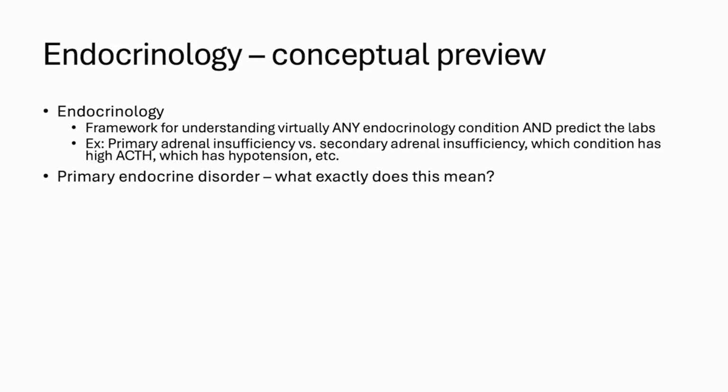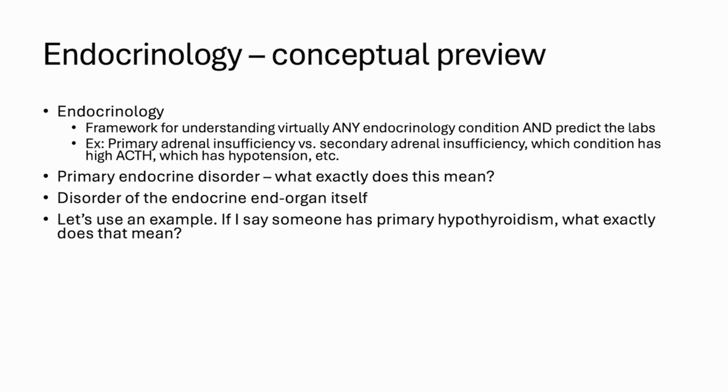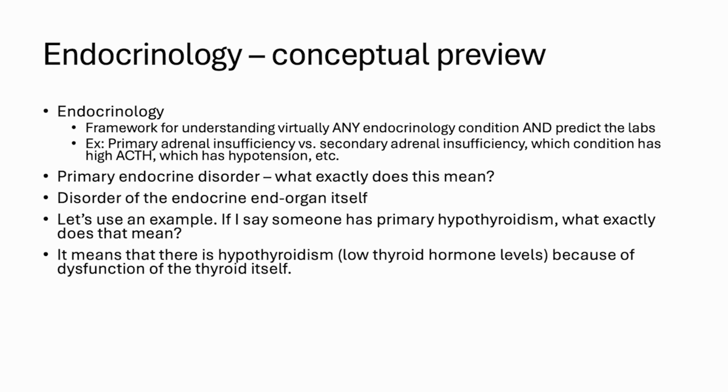So basically, the framework is you want to understand the difference between primary, secondary, and tertiary endocrine disorders. So a primary endocrine disorder, what does it mean? It's basically a disorder of the end organ itself. So for example, if I've got primary hypothyroidism, what that means is that the thyroid gland itself is not producing enough thyroid hormone because there's a problem with the thyroid gland, right? That means there's low thyroid hormone levels where you're producing low thyroid hormone because of dysfunction in the thyroid gland itself.